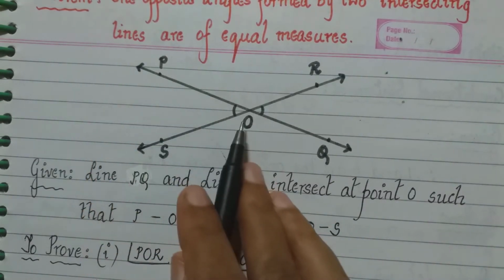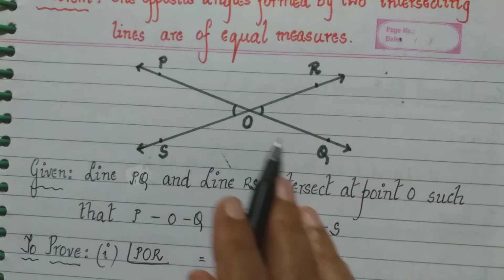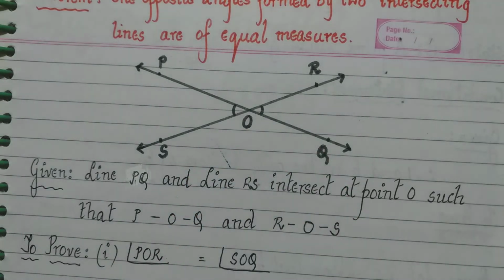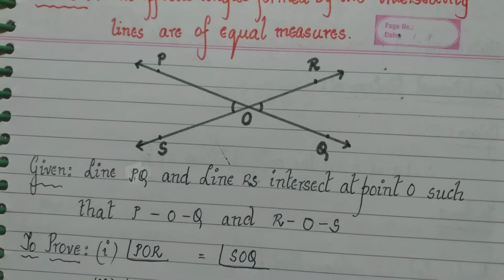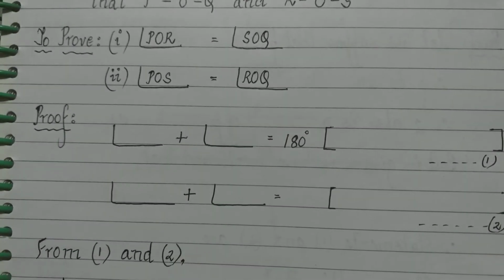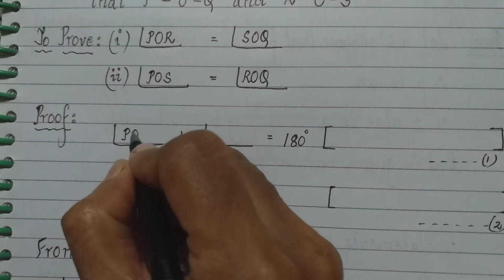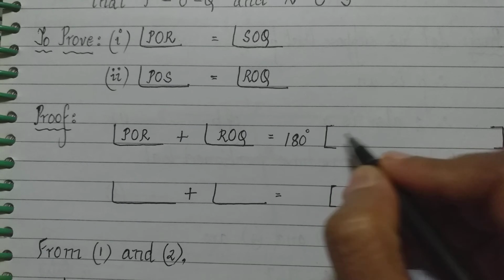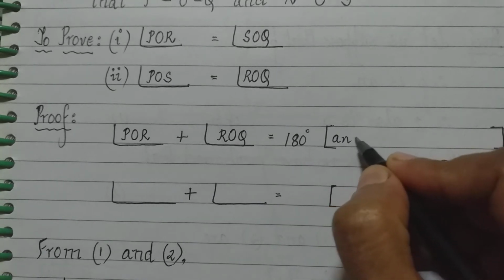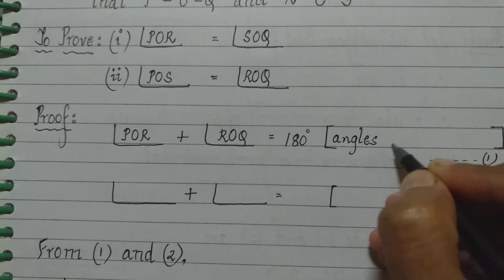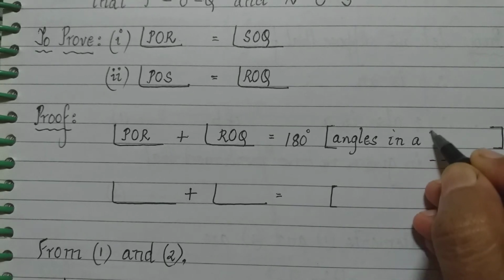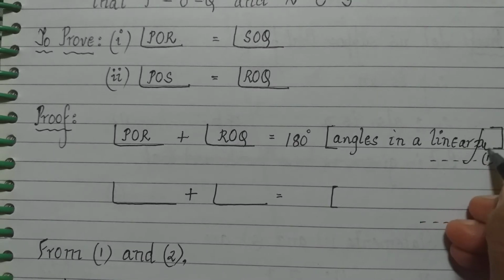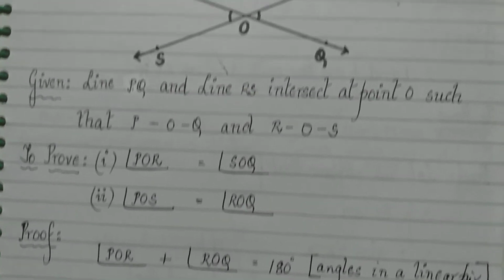So I can say angle POR plus angle ROQ is equal to 180 degrees because they are angles in a linear pair. So let me write here: angle POR plus angle ROQ is equal to 180 degrees. The reason is angles in a linear pair. Okay, now look at the figure again.